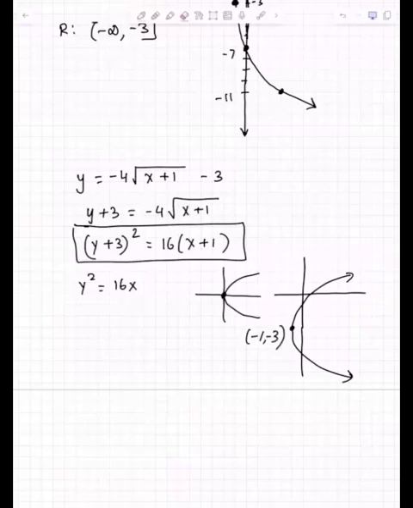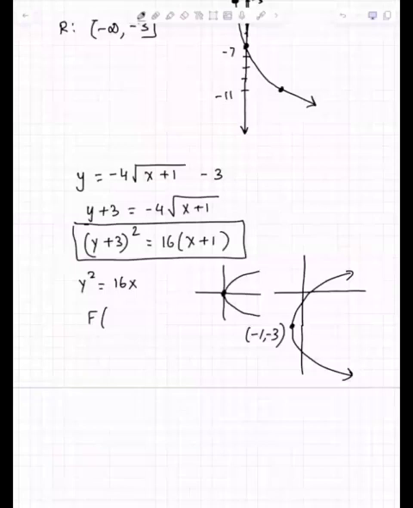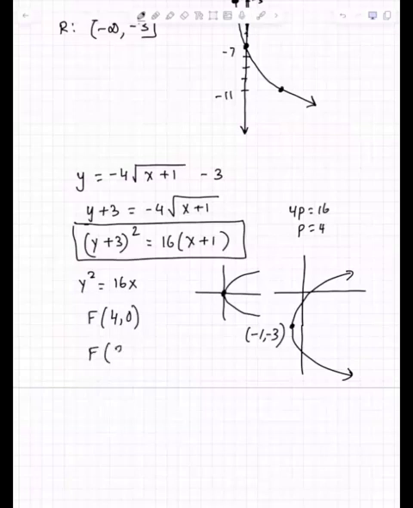We should use the focal width, so the focus. The original focus would have been at, so what's the focus, what's our P? So 4P is 16, so P is 4, so your original focus is 4, 0. With the transformation, now the new focus is to the left by 1 and down by 3, -3, okay? The focal width, remember that is 4P.